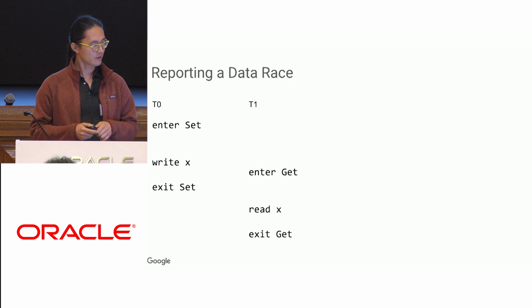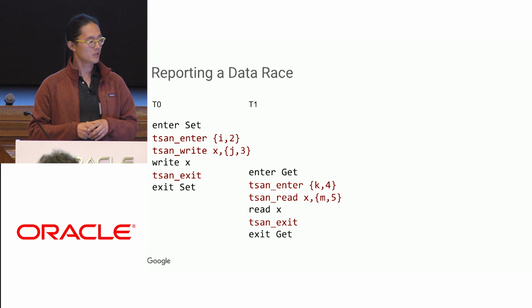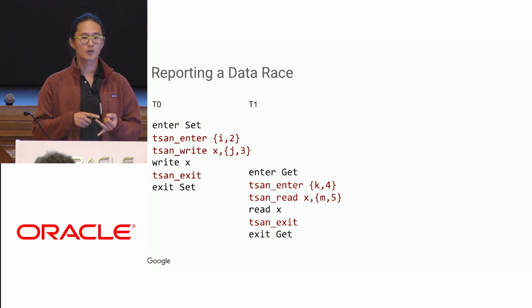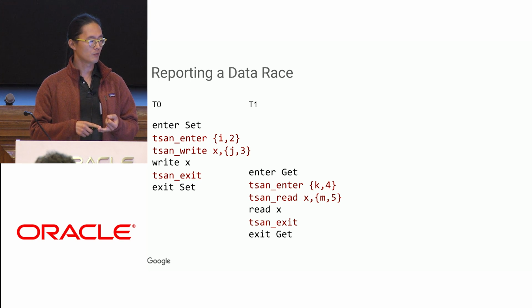So to put this all together, again, we have this racy trace. If we look at the hooks that are in play here, you may see something like TSAN enter and exit. The write was instrumented with the TSAN write function. And the curly braces indicate a jmethodID and bytecode index pair. So this is something like what you might see.